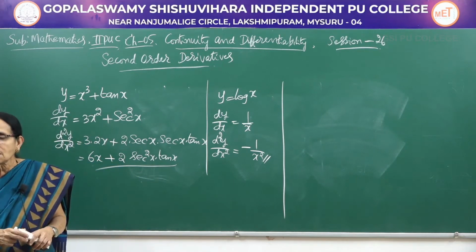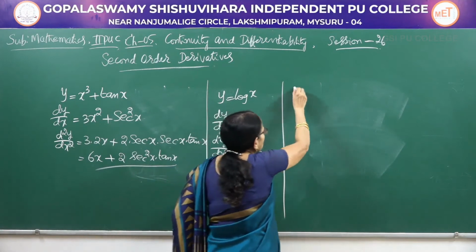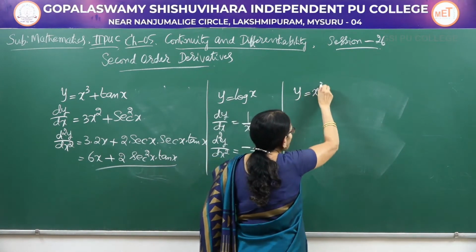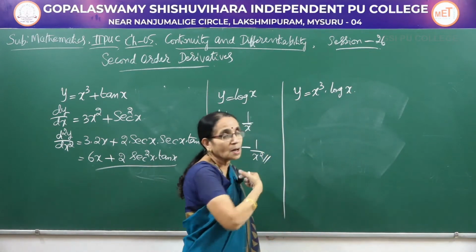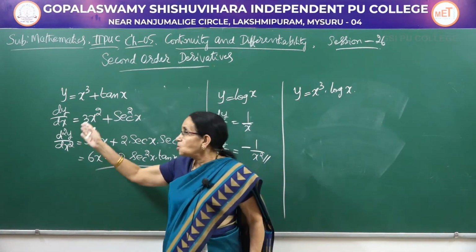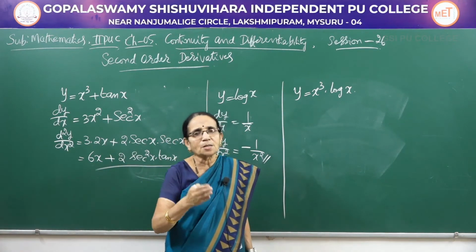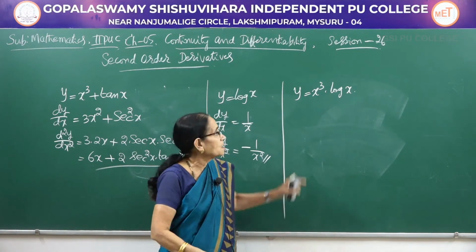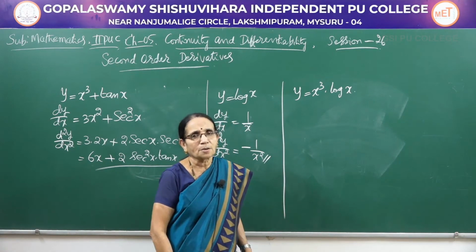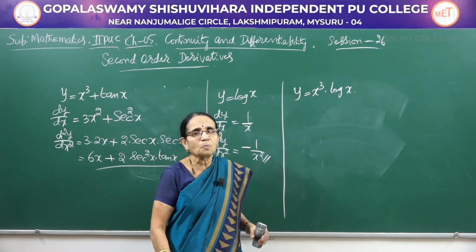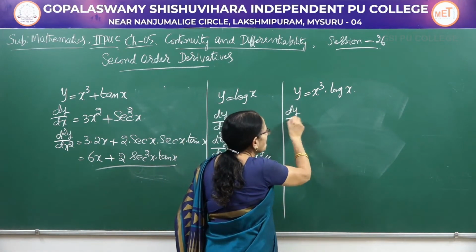Now the next problem. Here it can be expected for a 2 mark question. In the earlier problems there were 2 terms, we applied the sum rule, that is we differentiated each term individually. Look at this function. It is x cube into log x. Into means which rule you have to apply? The product rule. So let me apply the product rule here.